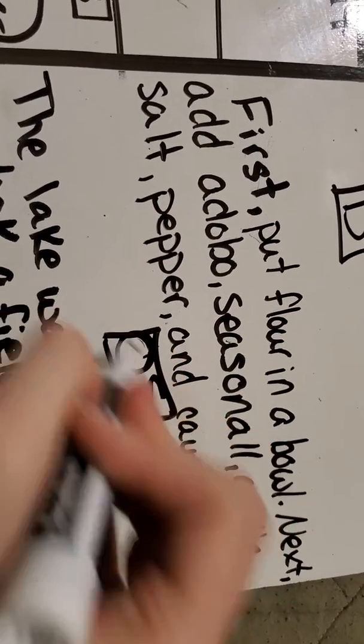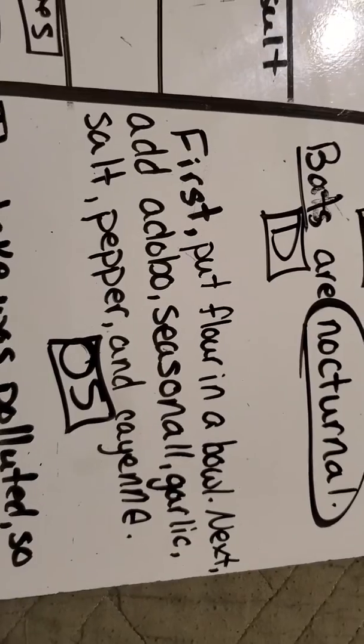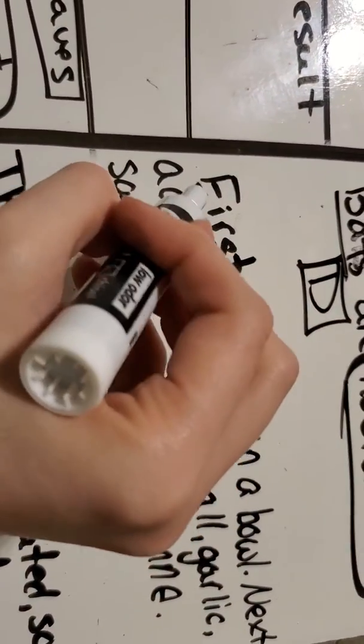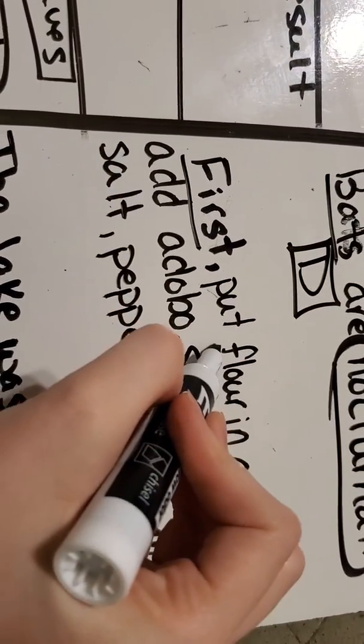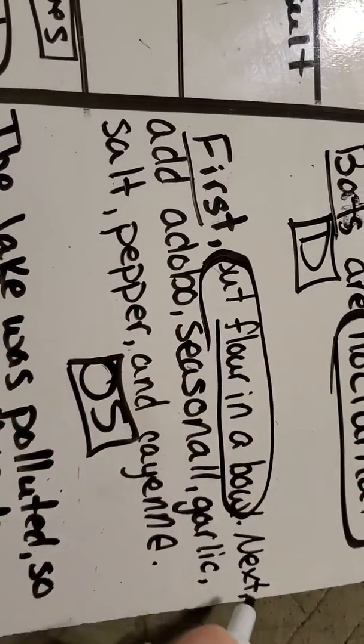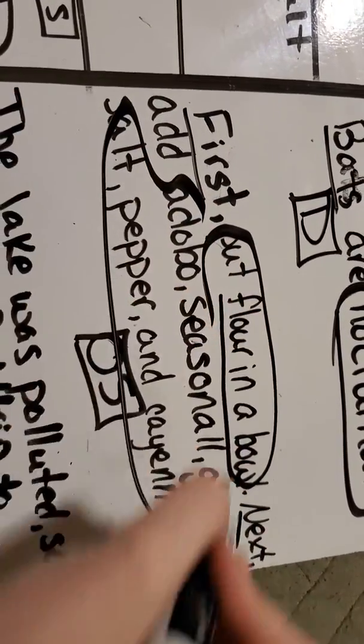This is like a recipe for making some fried chicken, right? So, first, put flour in a bowl. Next, add seasoning, right?